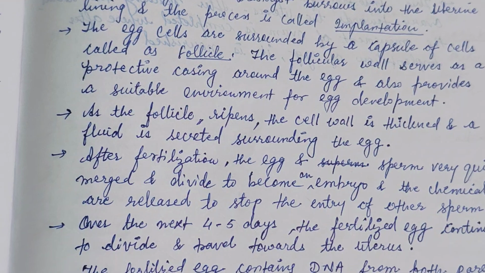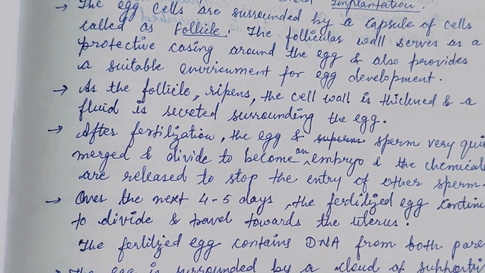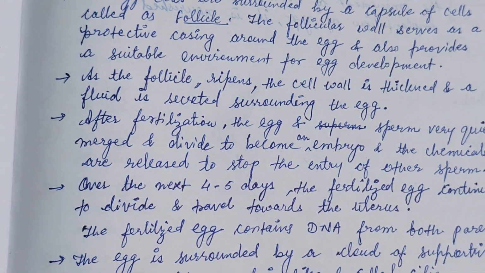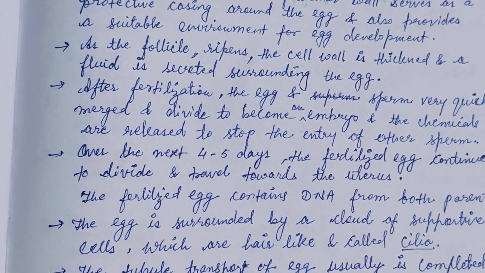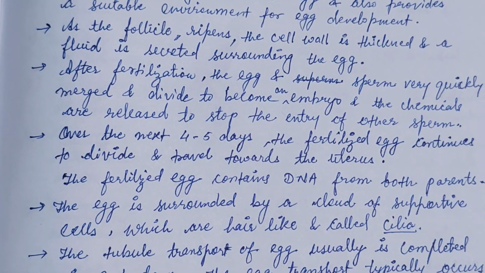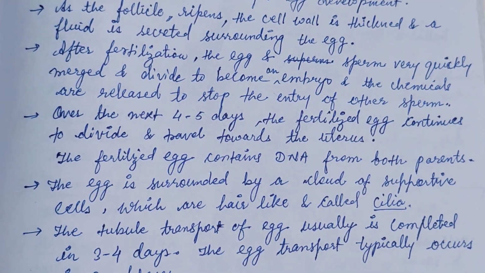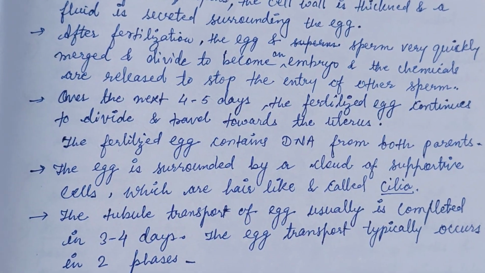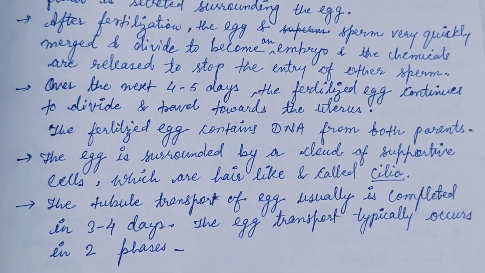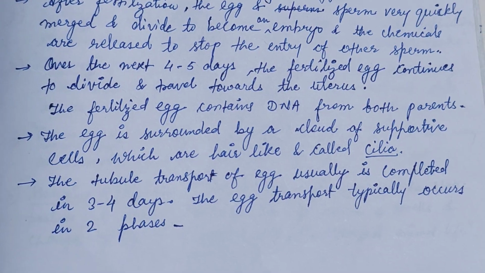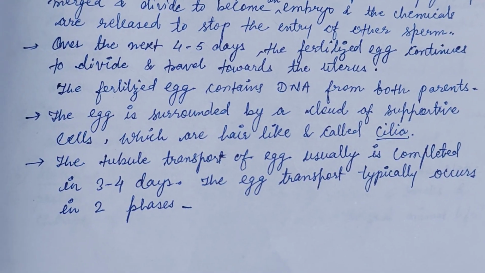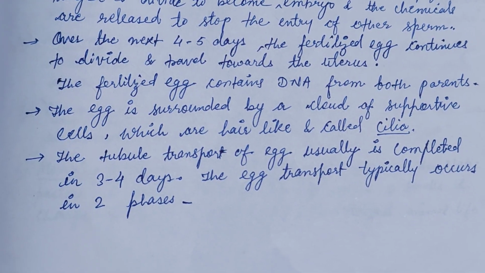The egg cells are surrounded by the follicles, and the follicular wall serves as the protective casing around the eggs and also provides a suitable environment for the egg development. After the fertilization, the egg and sperm very quickly merge and divide to become an embryo, and chemicals are released to stop the entry of other sperm. Over the next 4 to 5 days, the fertilized egg continues to divide and travels towards the uterus.